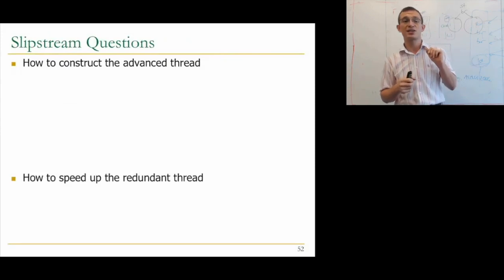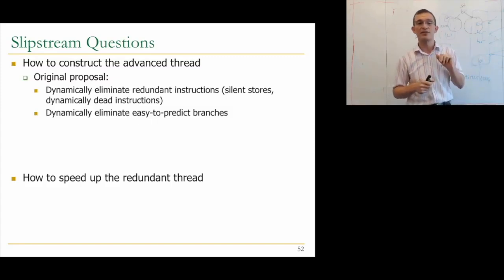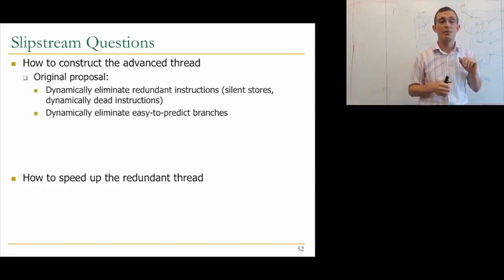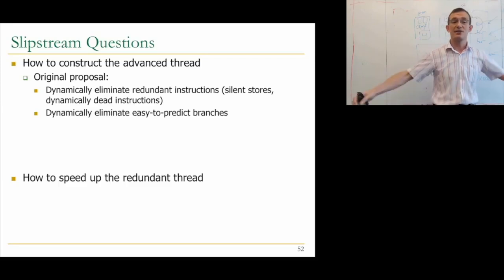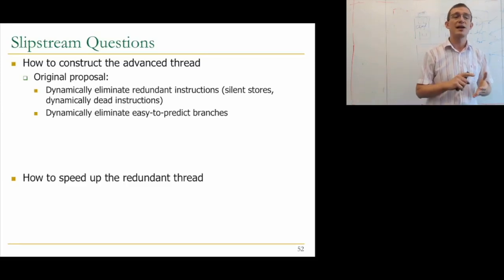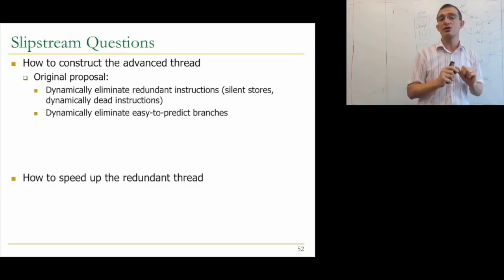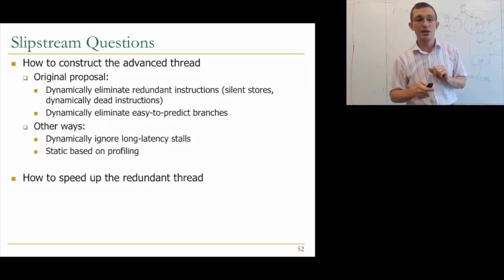So there are several questions in Slipstream. How do you actually construct the advanced thread, and how do you speed up the redundant thread? The original proposal of Slipstream was limited, in my opinion. Basically, it dynamically eliminates redundant instructions, silent stores, and dynamically dead instructions, and dynamically eliminates easy to predict branches, which is good, but it leads to some complexity for this elimination. But there are other ways.